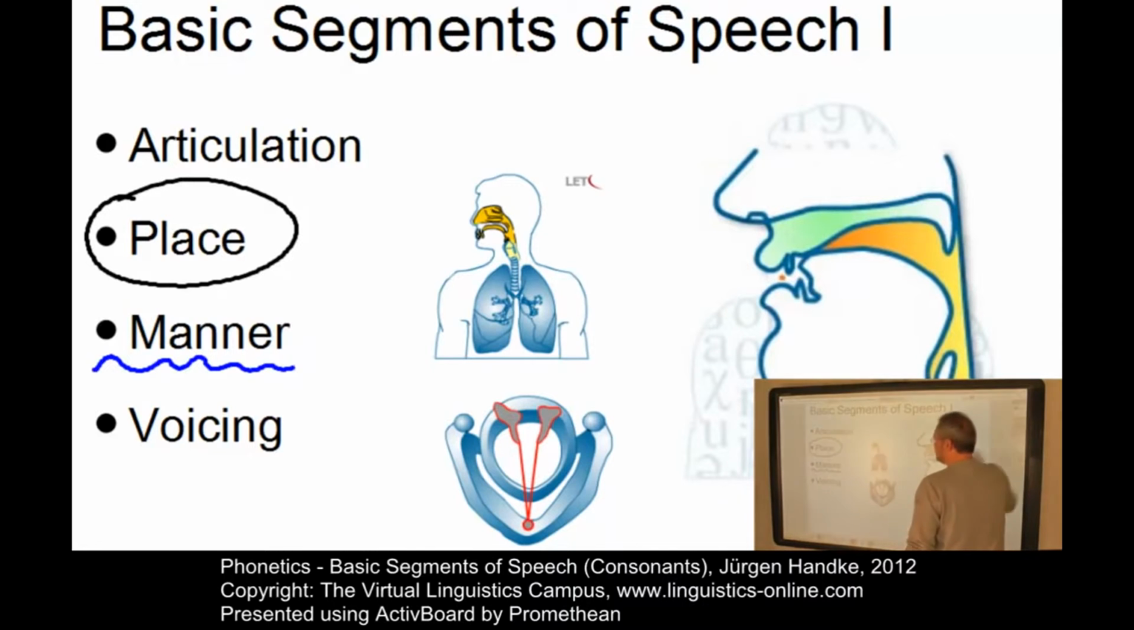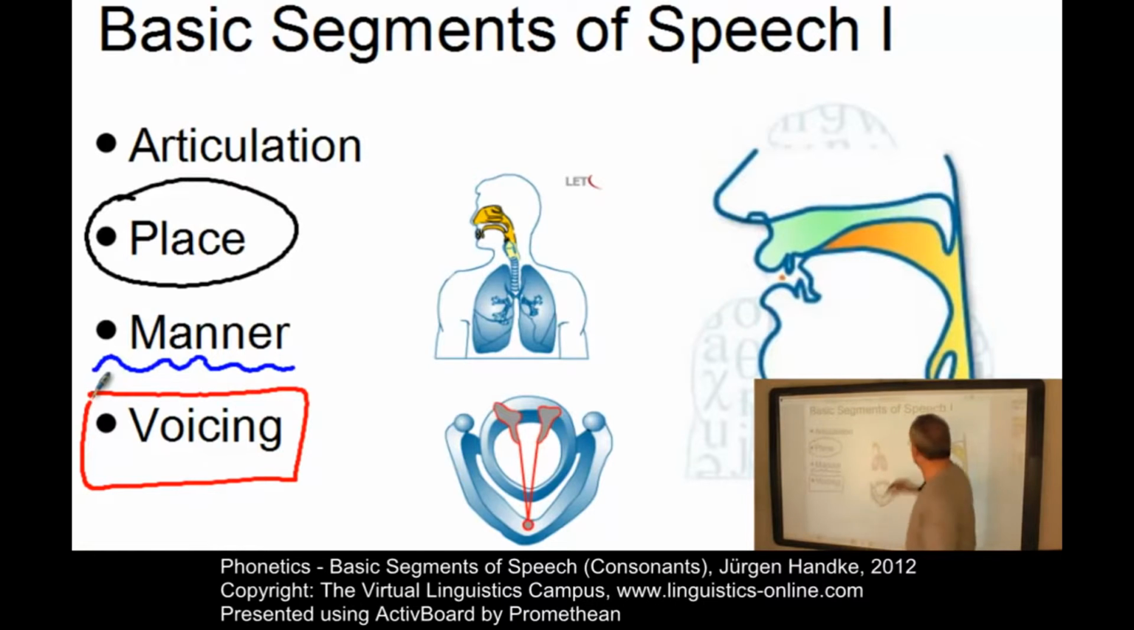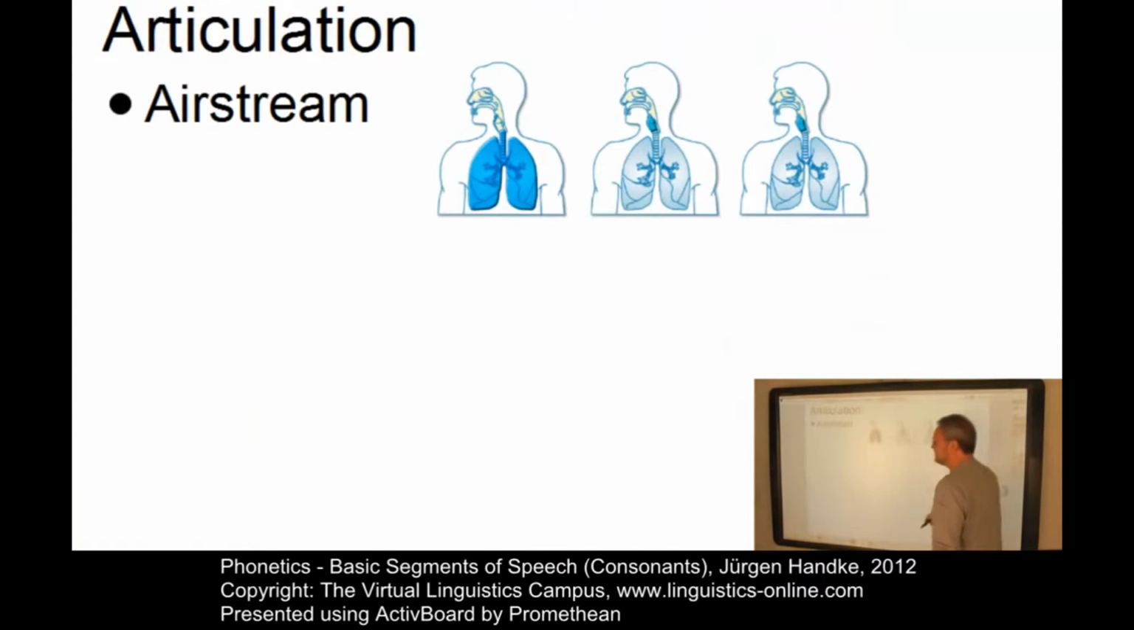and the third parameter is binary. It concerns the state of the glottis, that is, do the vocal folds vibrate or not? A further criterion concerns the type of airstream involved. Yet in this unit we will concentrate on those consonants that are produced with a pulmonic airstream.